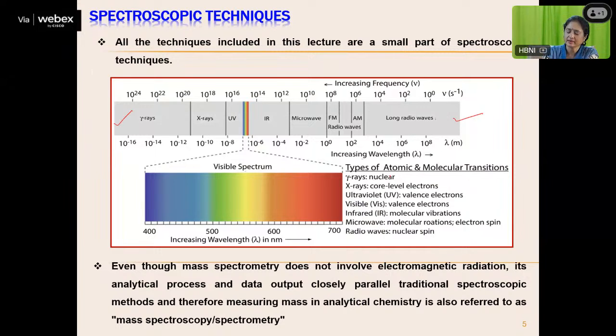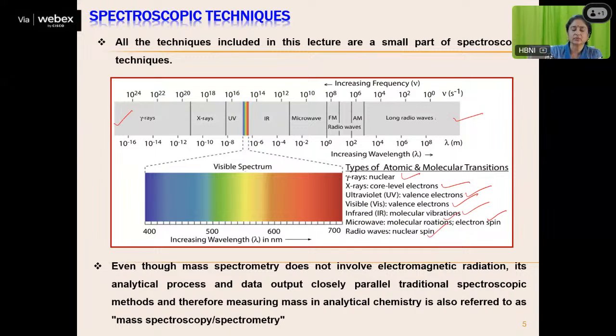Like gamma rays, if it interacts, then nuclear phenomena will happen. X-ray, then core level electrons will get excited. UV visible, then it is valence electrons. Infrared, vibrations happen. Microwave is rotation and electron spin resonance. And again, radio waves, NMR and all spectroscopy are there, which deals with nuclear spin.